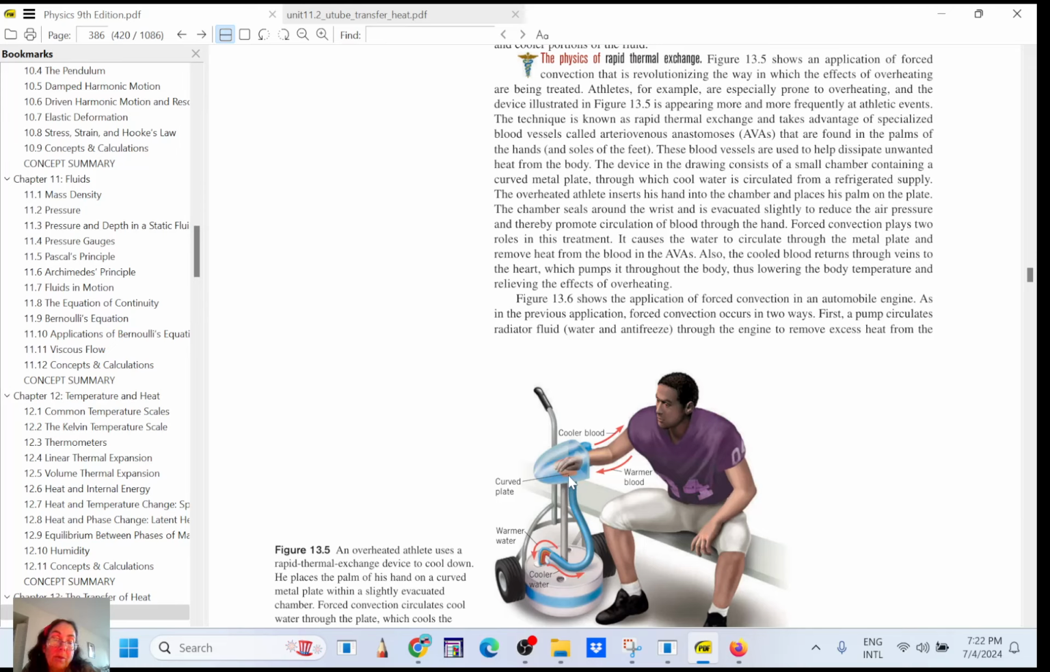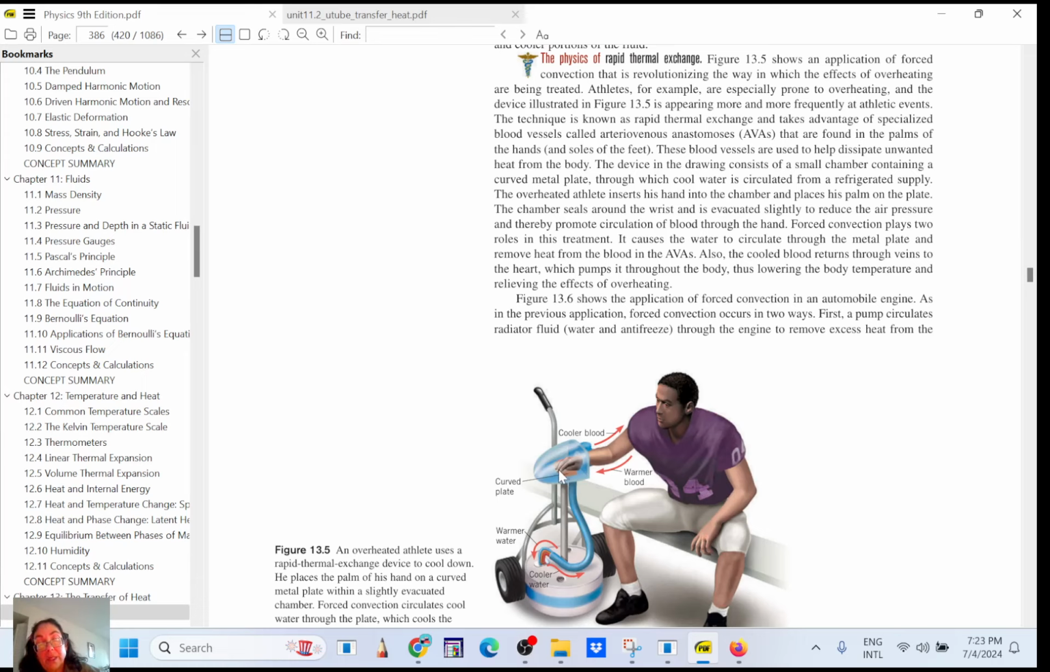That plate is very cool. And then here they seal the container. So there is air inside, but they seal it. So here you will have a low pressure inside, so they take some of the air out, right? So here you have low pressure relative to high pressure. So that will draw the blood inside. So that will be the warm blood that is pulled inside here, I mean, through the hand.